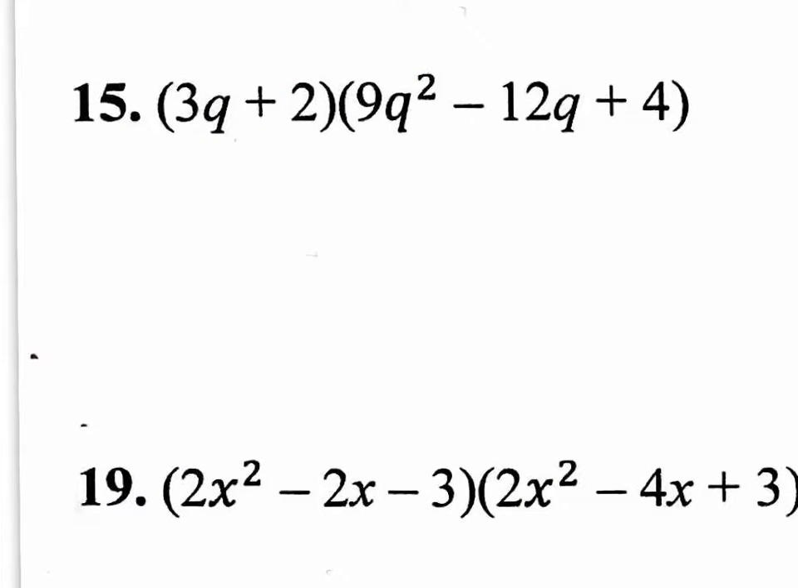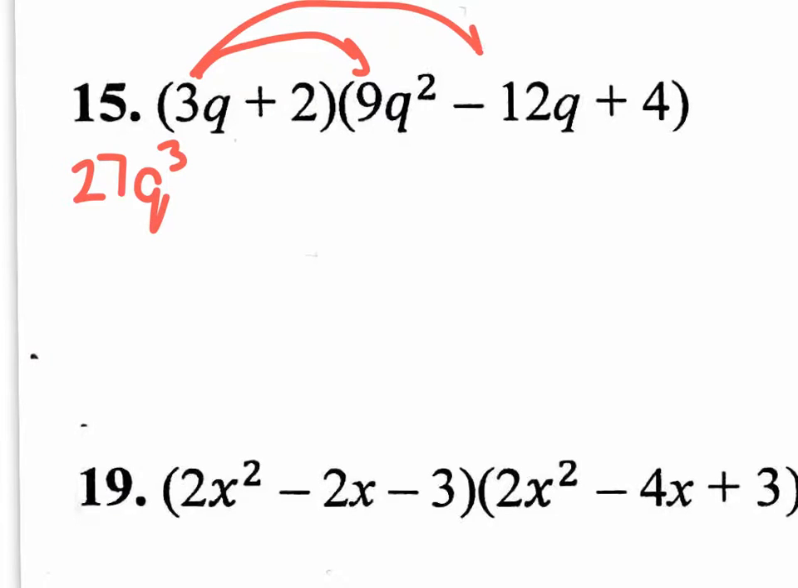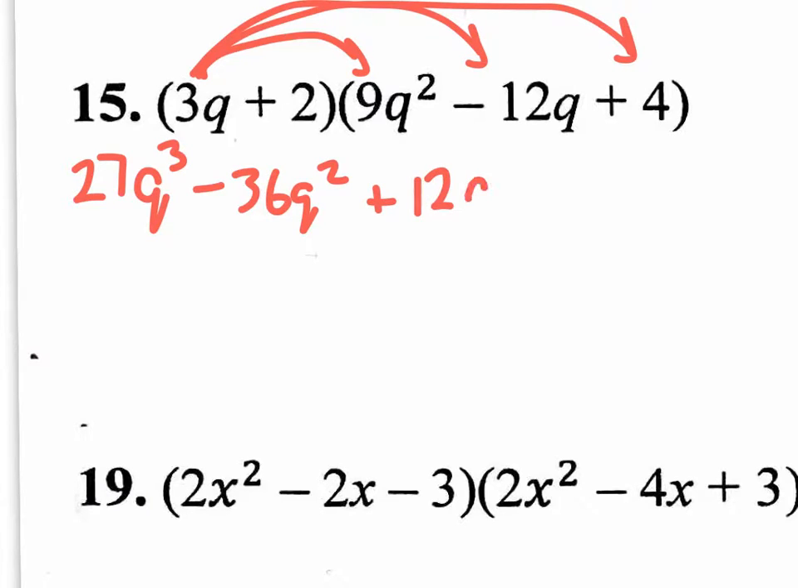So jumping to number 15, we need to distribute the binomial with the trinomial. So what we're going to do is just distribute one at a time. I want to take the 3q and distribute 3q times 9q squared. 3 times 9 is 27. Q times q squared is q to the third power. And then 3q times negative 12q, 3 times negative 12 is negative 36q to the second power. And last but not least, 3q times 4, that's going to be positive 12q. Do we understand that?